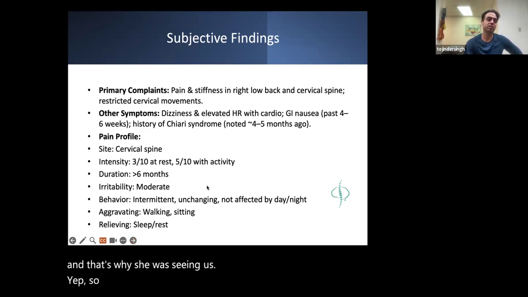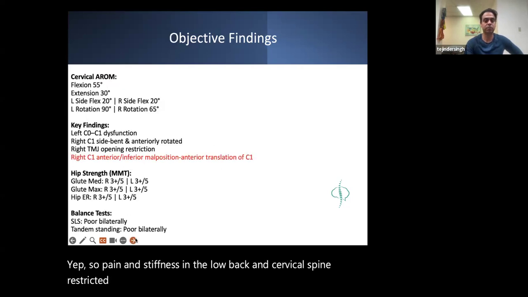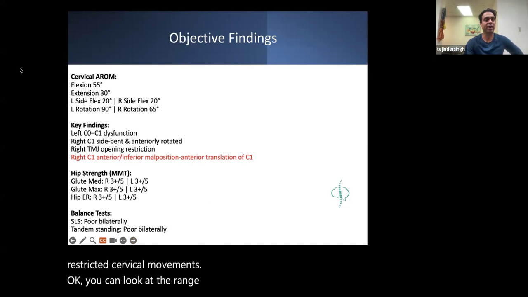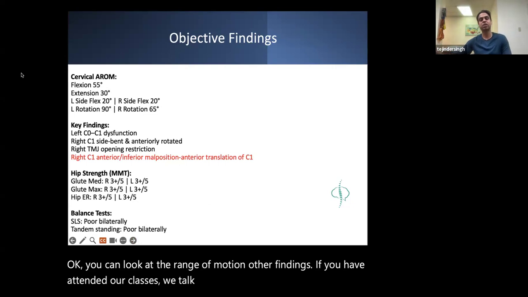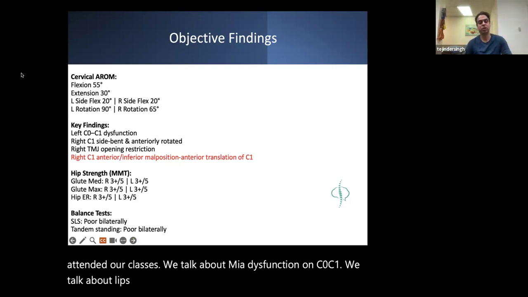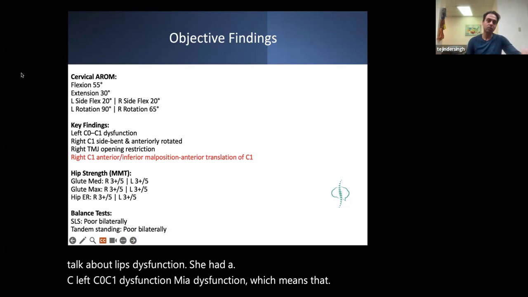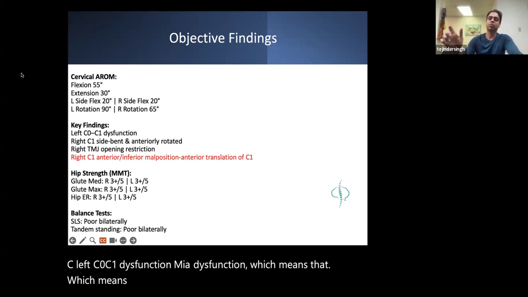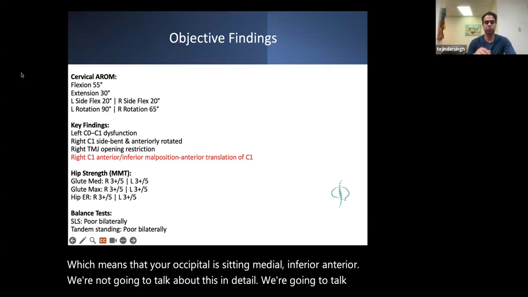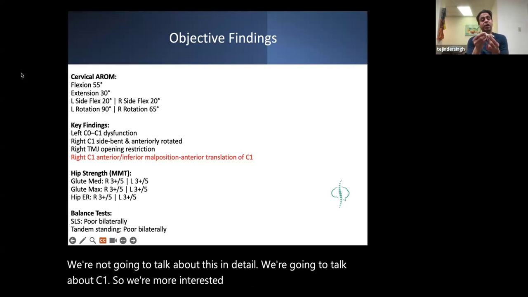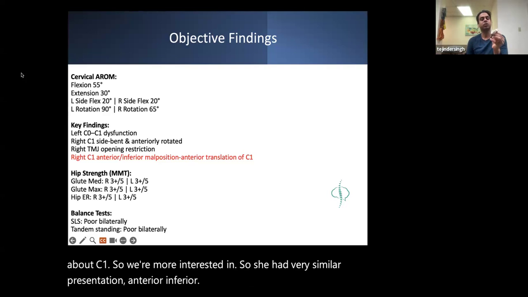So pain and stiffness in the low back and cervical spine, restricted cervical movements. Okay. You can look at the range of motion and other findings. If you have attended our classes, we talk about MIA dysfunction on C0, C1. We talk about lips dysfunction. She had a left C0, C1 MIA dysfunction, which means that your occiput is sitting medial, inferior, anterior. We're not going to talk about this in detail. We're more interested in C1. So she had a very similar presentation, anterior, inferior, and anterior translation of C1.